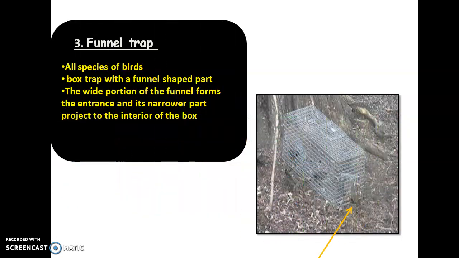Okay. Then the third one is called a funnel trap. This method can be used for collecting all species of birds. This trap is somewhat similar to the previous one, the baited box trap, but it is provided with a funnel shaped entrance. Here you can see that this arrow indicates the funnel shaped entrance, and through this entrance the birds can enter. And whenever a bird enters this box, automatically it will be closed. So in this method we can collect birds.